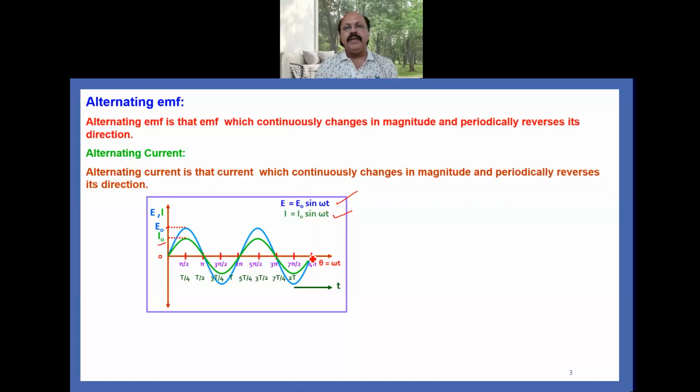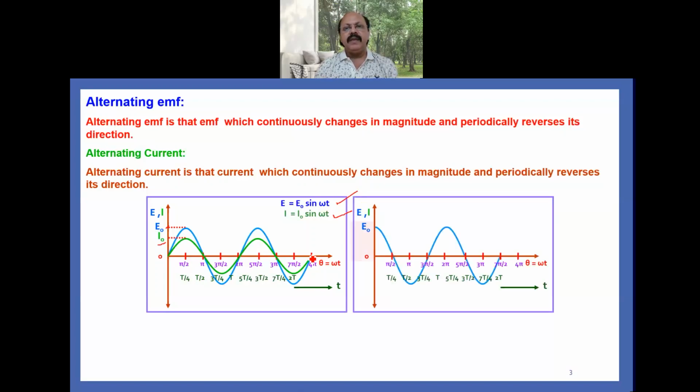Similarly, if we take cosine function in place of sine function, then the graph is like that. If we say that E equal to E naught cos omega t and I equal to I naught cos omega t, in that condition the graph starts from here, because at theta equal to 0, the value of cos 0 is maximum. So that's why the graph started from maximum value. But the magnitude changes continuously and the direction changes periodically. So it is represented in the graph. So this is about alternating EMF and alternating current.